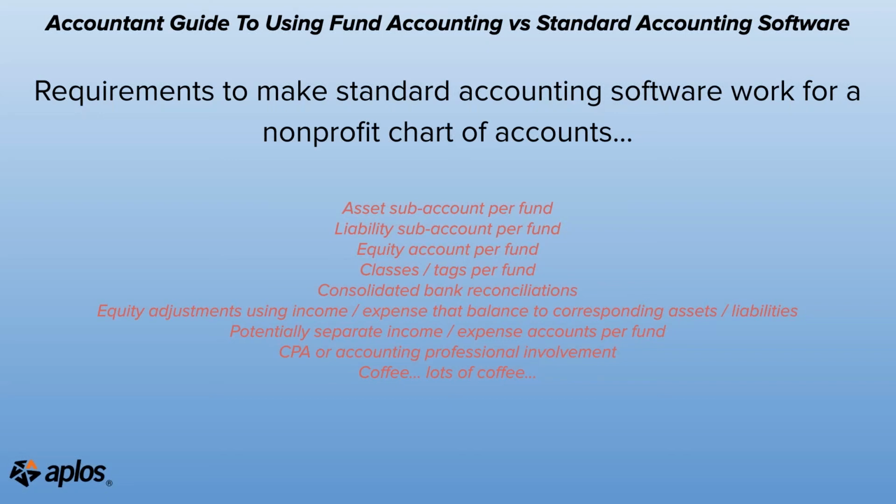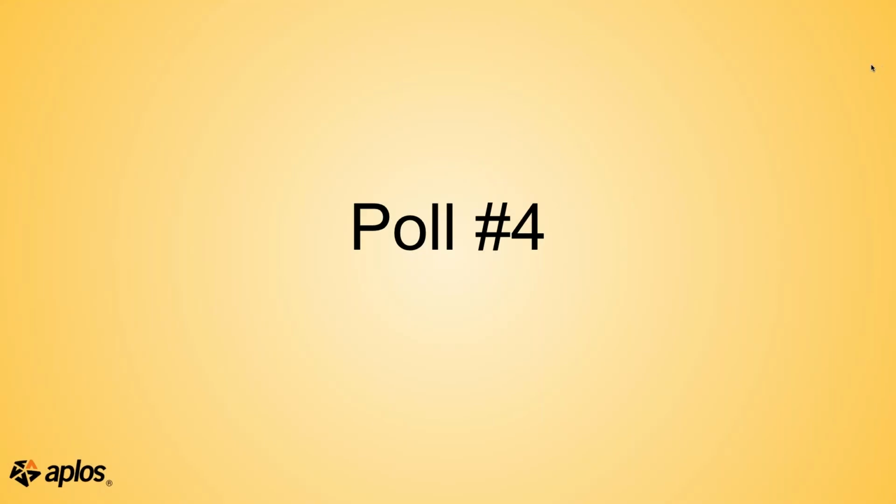So again, the requirements to make standard accounting software work for a nonprofit chart of accounts. You would have to have asset sub-accounts per fund. You'd have to have liability sub-accounts per fund. You would need an equity account per fund. You would need classes or tags per fund. You would need to be able to do consolidated bank reconciliations, hopefully. Otherwise, bank reconciliations parsed out by fund somehow from the bank statement. You'd have to do equity adjustments using income and expense that balance to the corresponding assets and liabilities. You'd have to potentially separate income and expense accounts per fund.